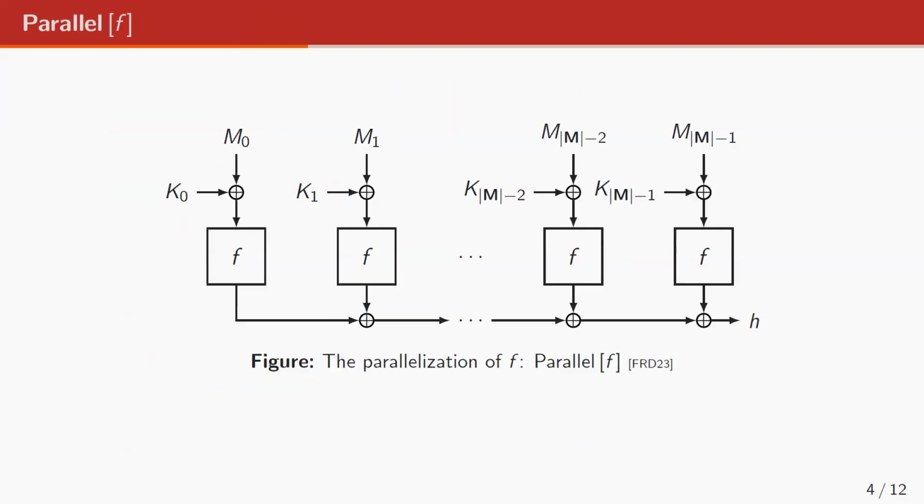So we have a message m and a key k, and we add them block by block. So m0 is added to k0, m1 is added to k1, and so on. And after adding the message with the key, they are processed by the public function f. And finally, all the outputs are summed together to form the digest. Here, one thing to note is the addition between the message and key happens in the group G, and the additions of the outputs of f happen in the group G prime. So they are not necessarily the same additions.